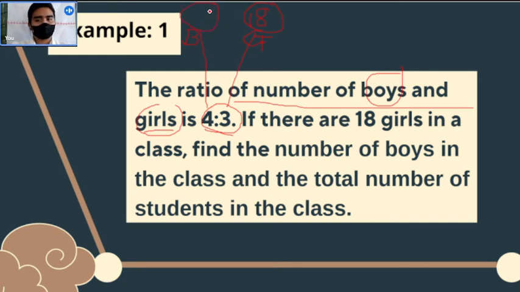So let's just put the value of boys as of the moment as n, because that is the missing number. N as in number, okay? Now, that is the number of boys that we don't know, and that is our goal. Find the number of boys in the class. And what else? The total number of the students. So aside from that one, we are going to add the values of these two. Okay, so how are we going to do that one?